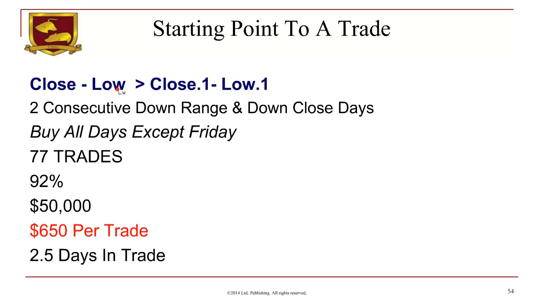If we have close greater than the low, that distance is greater than yesterday's close minus the low, and we have 2 consecutive down range, down close days in the S&Ps, we can buy all days except Friday. And you have something you're not getting. You have 92% winning trades, $650 per trade.